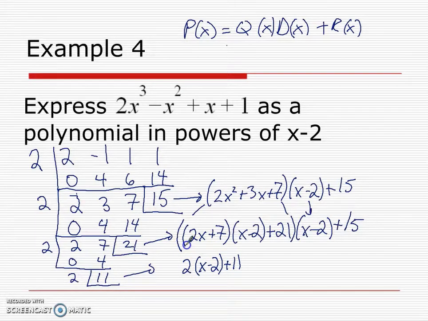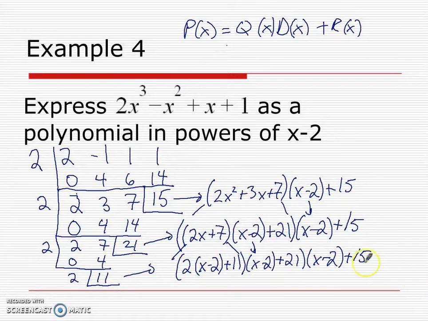But that is just 2x plus 7, right? You can tell 2 times x is 2x, 2 times negative 2 is negative 4, negative 4 plus 11 is 7. So this is just 2x plus 7. That 2x plus 7 was multiplied by x minus 2. And there was a remainder of 21 at that step. And that was multiplied by an x minus 2. And there was a remainder of 15 in the first step, right? So now if we expanded this whole thing, we would get back to where we were, right? Expanding this gets here, expanding that gets back to here, expanding that gets to the original.